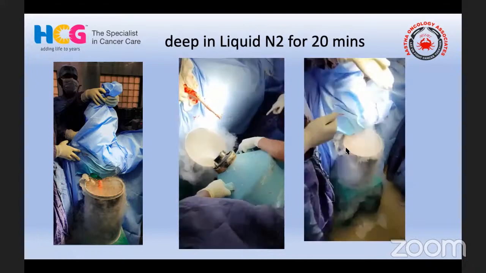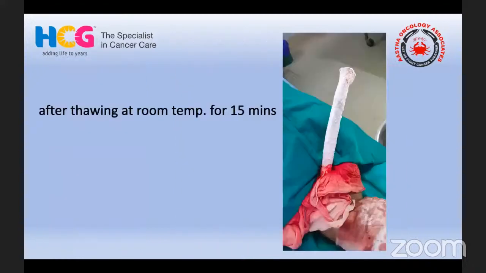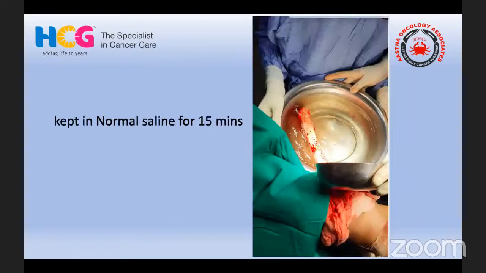It's wound. So after that, 20 minutes in the liquid nitrogen, then 15 minutes at room temperature to thaw. This is how it looks, a white crystal color. And then 15 minutes for the normal saline wash.